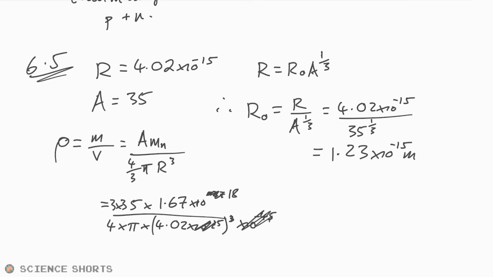Okay, let's pop that all into my calculator, providing that I've remembered how to use it. Divide by that, there we go. And I end up with 2.15 times 10 to the 17 kilograms per meter cubed. There we go. Pretty dense stuff. Takes one to know one.